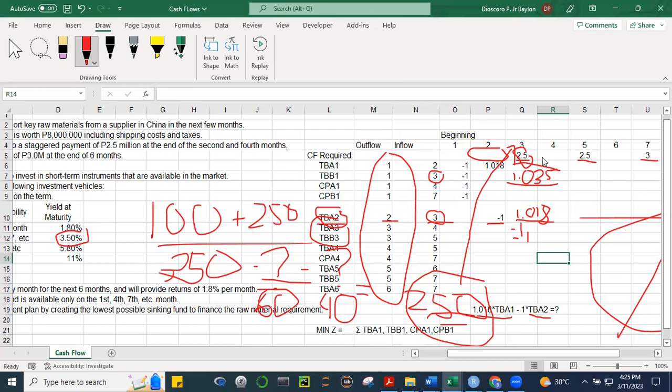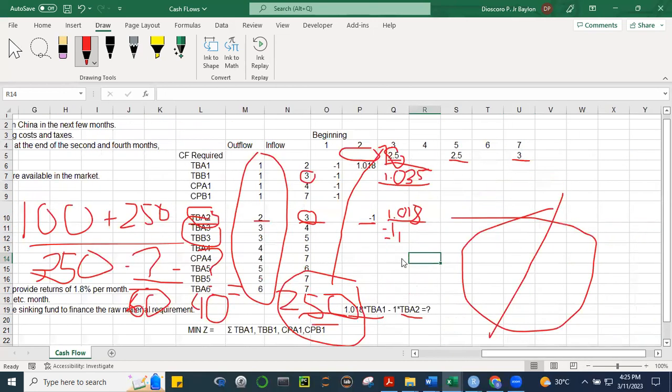Okay, so it's a simple plotting. How much do we need at month 3? What are the inflows? What are the outflows? How much will go to the outflows? And take note that what we can only put to the outflows should be net of what we will be paying. This is 2.5 million. And so on and so forth.